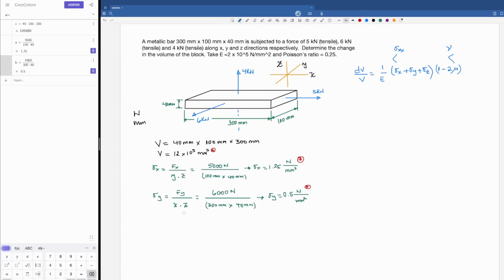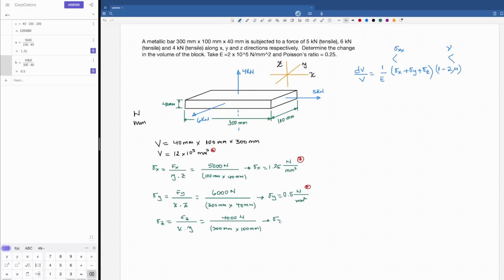Now finally, we need to calculate the stress in the z direction, or on the z face, and that's going to be the force applied there divided by the area where that force is acting, which is this one. So this is y and this is x. So I can write it out here, x times y. And that's going to be how much? 4,000 newtons divided by x, which is 300 millimeters, times the other, y, and y is 100 millimeters.